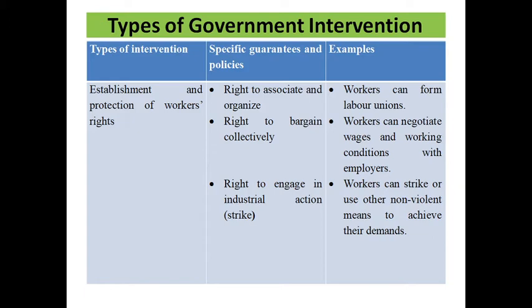Well, the first type of intervention is establishment and protection of workers' rights. So the policies may be relating to, say, right to associate and organize. So that right is given. Then here the example you can see how the workers can organize. Workers can form labor unions. So this is allowed from the government.